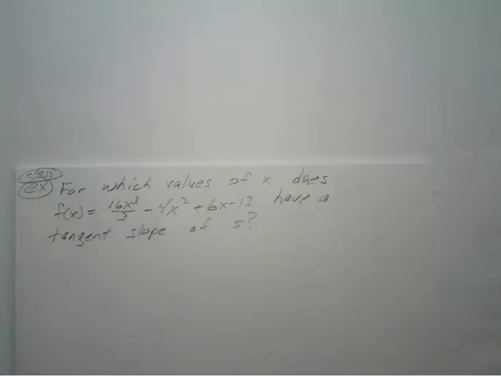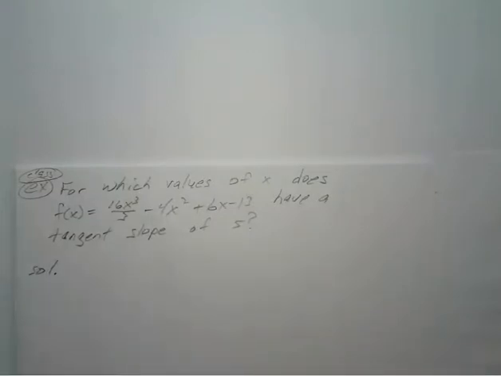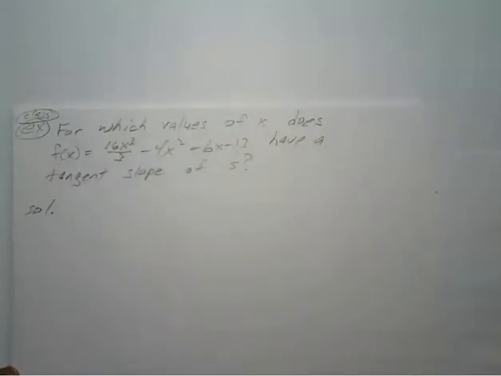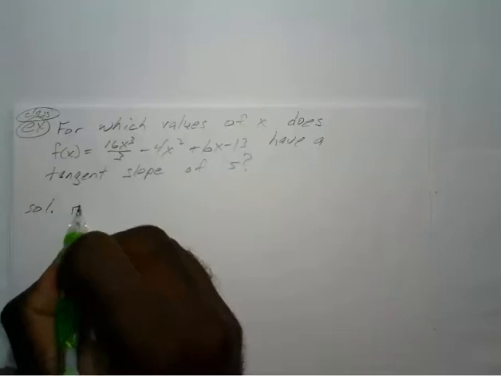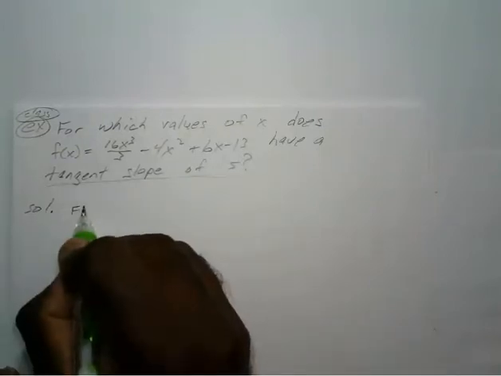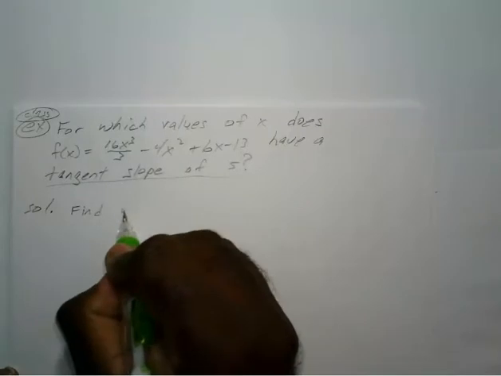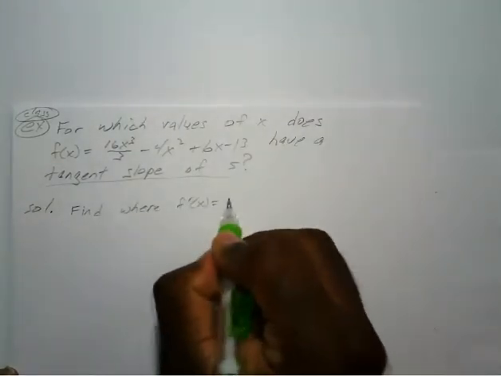Alright, so I'm assuming you've pressed pause and you've worked this one out. So let's go ahead and verify your answer. So tangent slope of 5, really, that's just saying find where f prime of x equals 5.